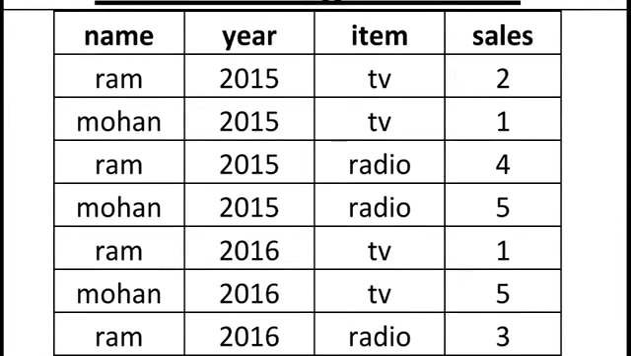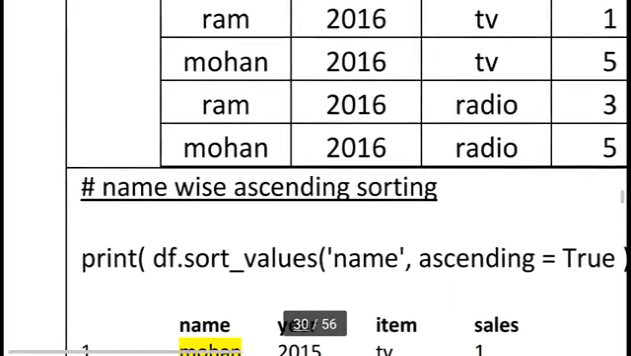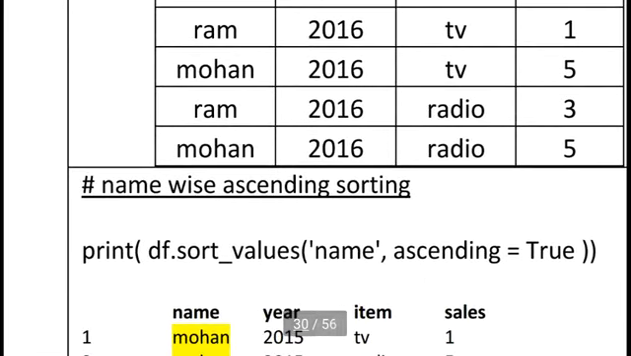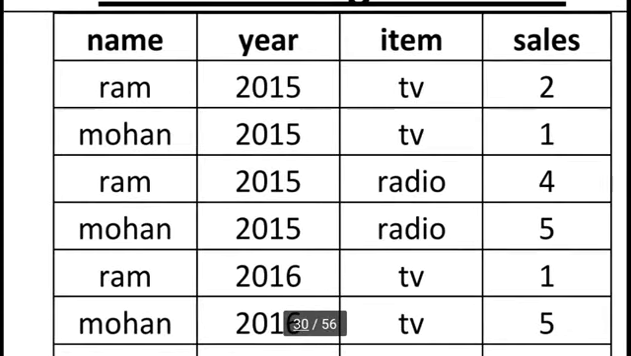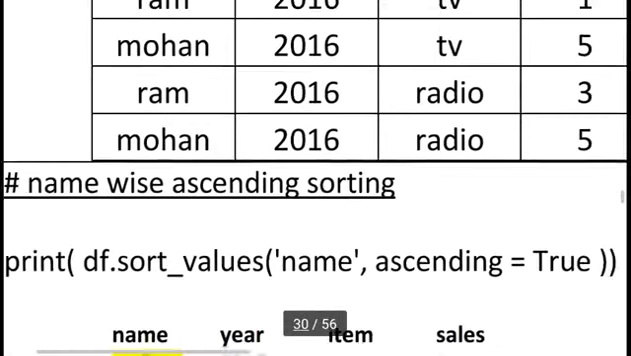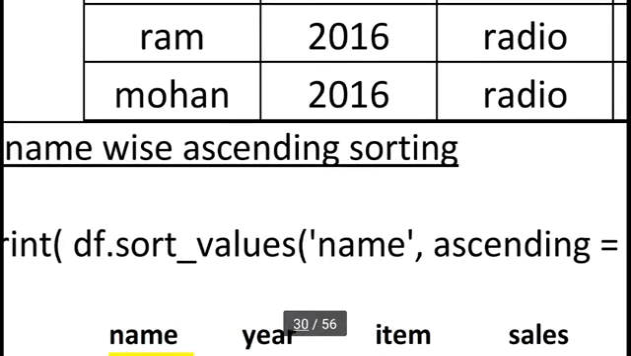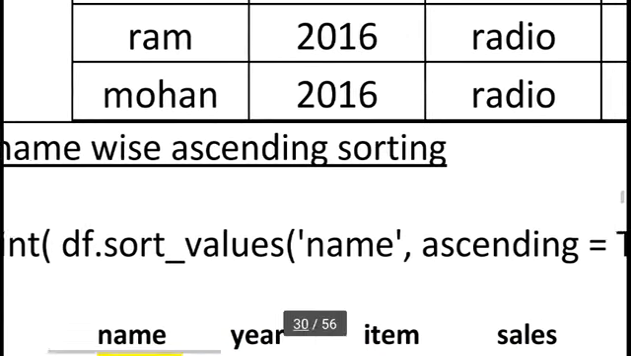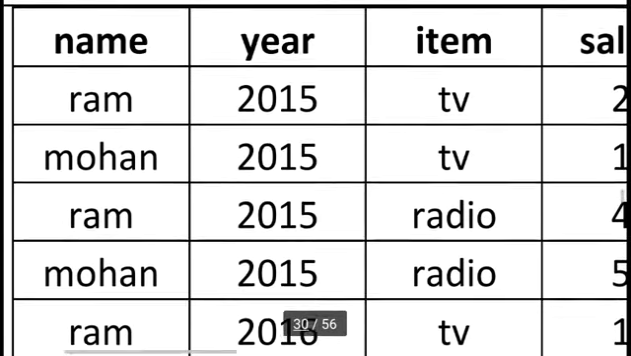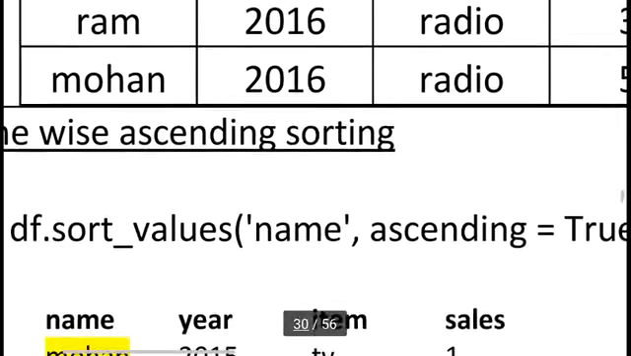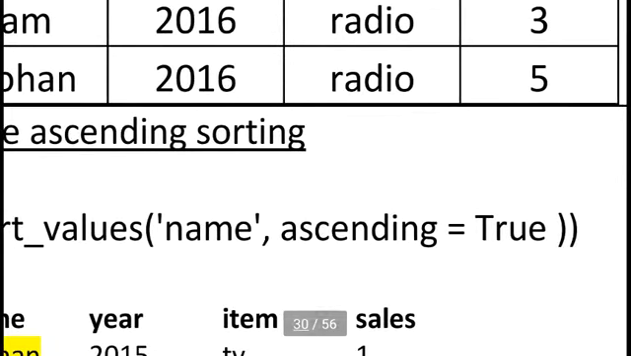Here I am not covering how to store it in a data frame, we already know that, but my concern is how to sort this data frame. So here I am using the sort_values method. You can see name-wise ascending sorting. Suppose this data frame is named df. So df.sort_values, always keep this in mind, and here I want to sort name-wise, in ascending order, so ascending is equal to True.